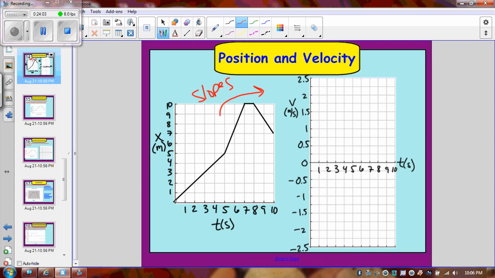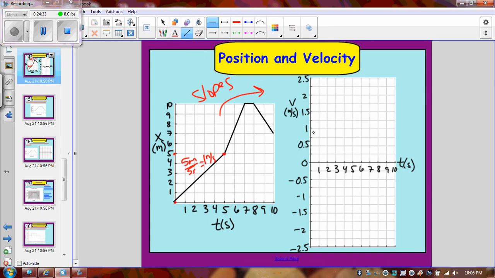So let's look at this first part right here. From the origin to right here, the velocity is constant because it's linear. Okay, so let's figure out what that slope would be. The change in position goes from 0 to 5 meters in 5 seconds. So 5 meters divided by 5 seconds gives us a velocity of 1 meter per second. So that means for the first 5 seconds, the object is going at a constant 1 meter per second.